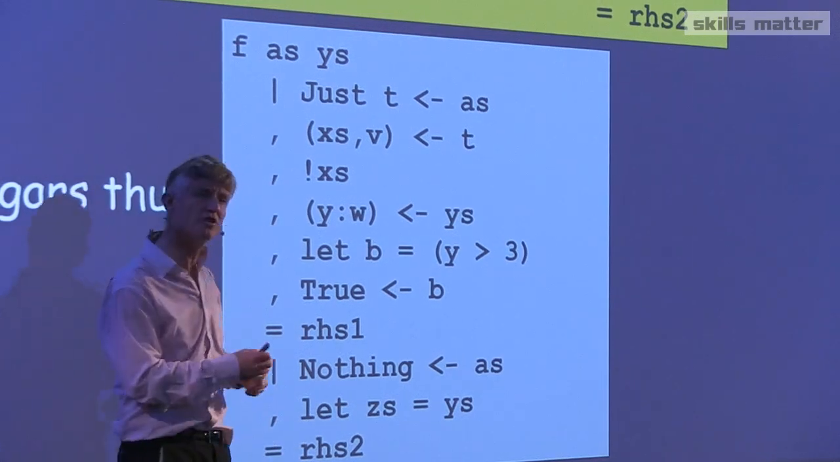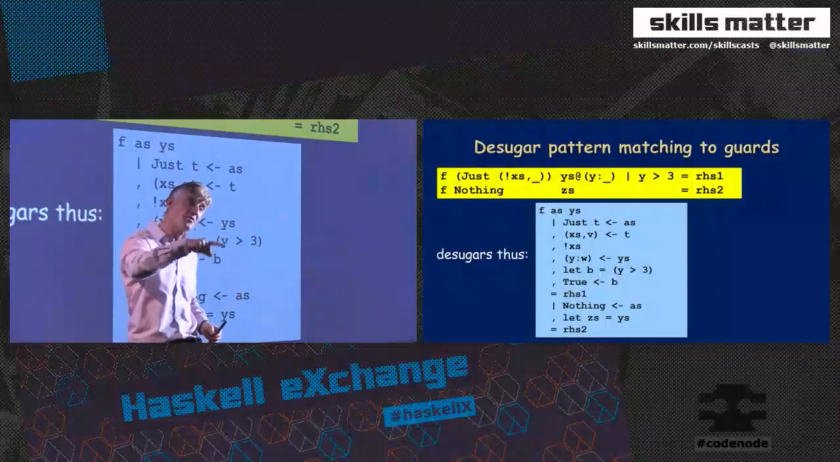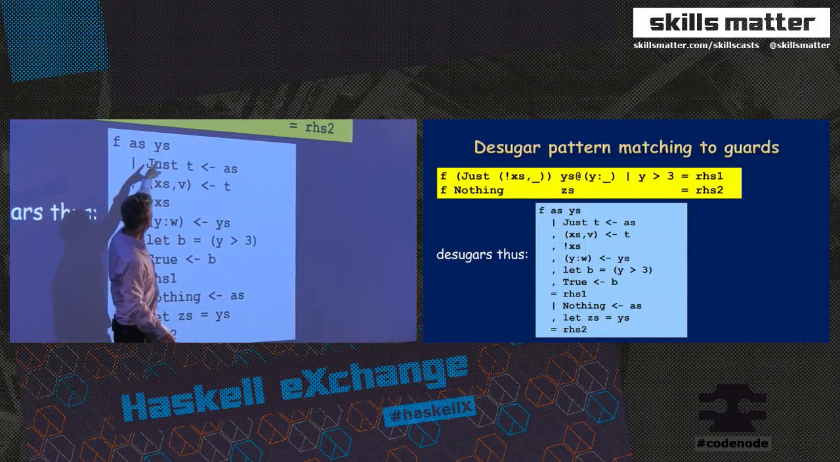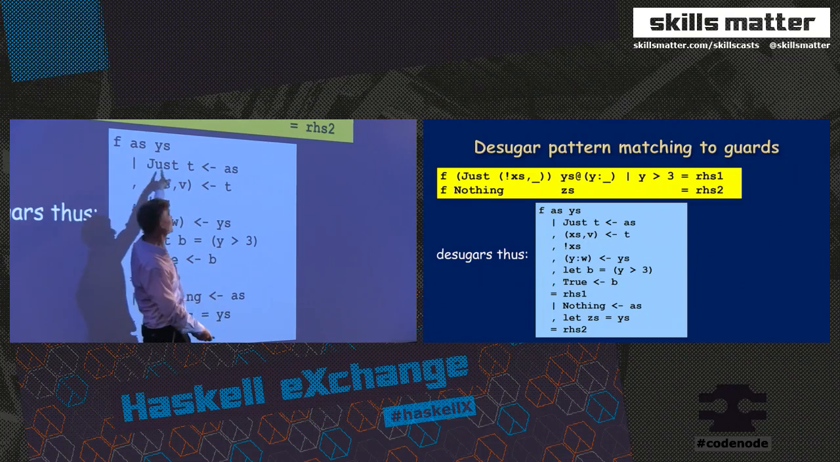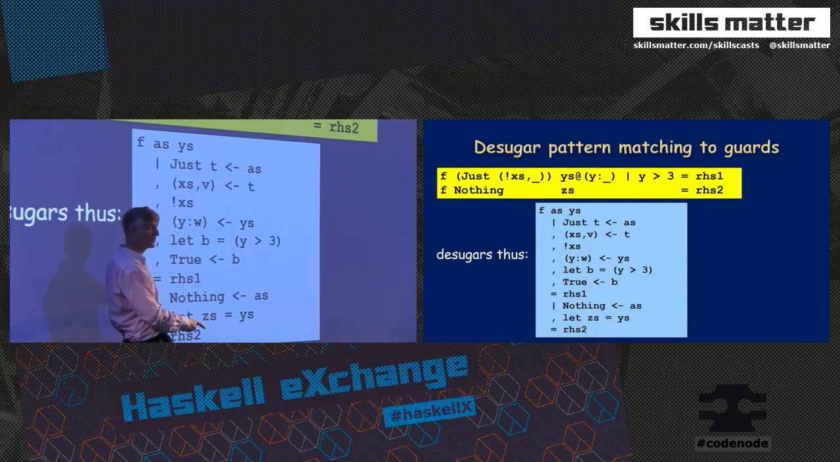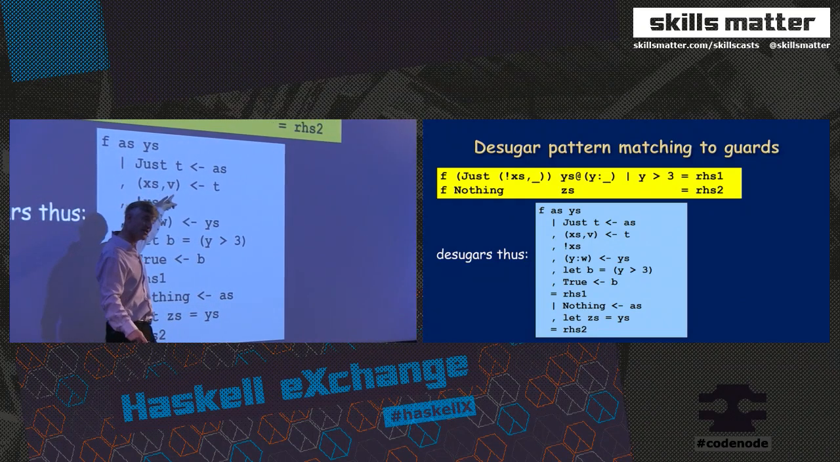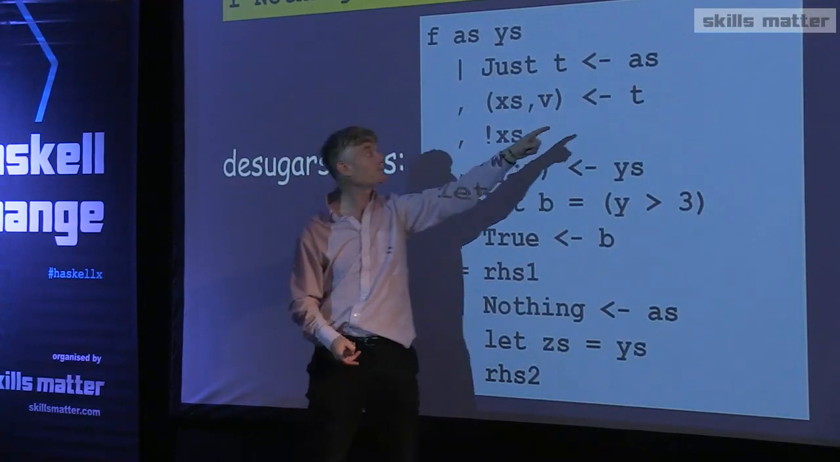Now, when I've showed you guards before, even pattern guards, I only showed you 1, but you can comma them together to make multiple things. So what this says is, f of a's and y's is, the first guard is match a's against just t. If that fails, go to the second equation. If that succeeds, match t against x is v. That is never going to fail. We'll never get down here, but it might diverge, I suppose.